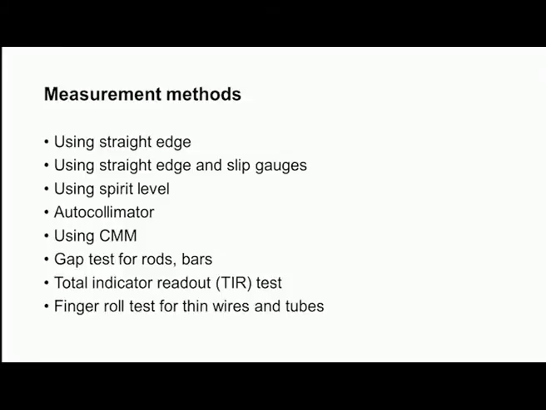And recently, with the advancement of CMM and computer aided inspection, CMMs are used to check the straightness. And there are some tests as per ASTM, like the gap test, and then the total indicator readout TIR test, and then the finger roll test for checking the straightness of thin wires and rods and bars. So, we will learn some of these methods.